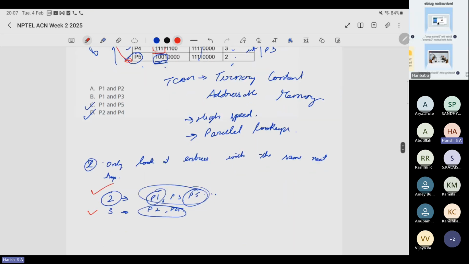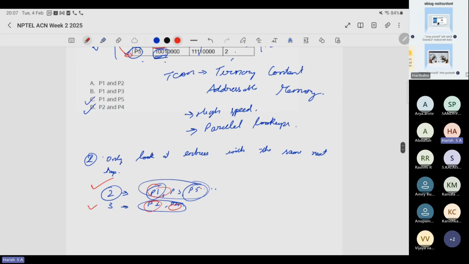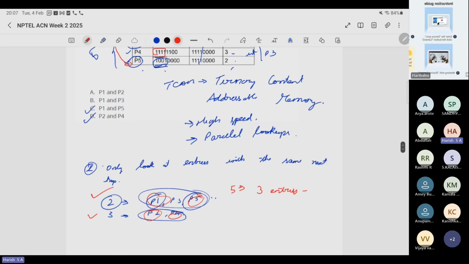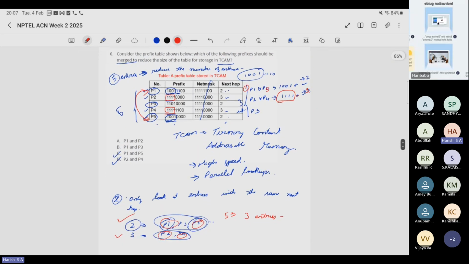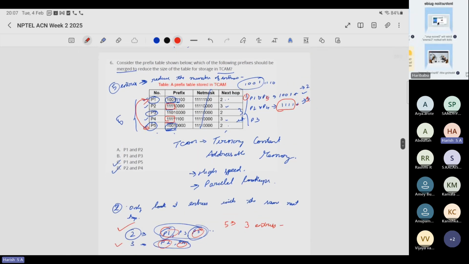And so we are merging this and this and this and this. So it becomes, from 5 entries, 3 entries. Again, take a look at this. Just see if you understood what I said. If not, I'll go through the same thing again.